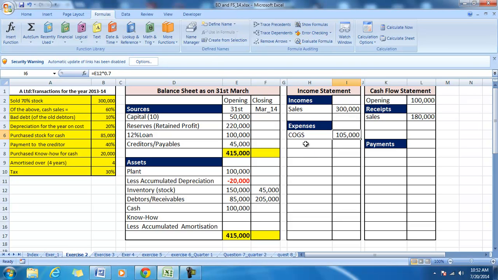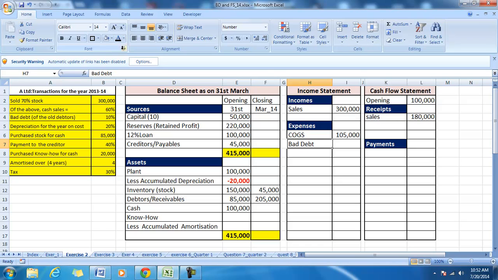And bad debt: during the period there is a bad debt of 10% of the old debtors, and old debtors is 85,000. Bad debt is a loss due to bankruptcy or insolvency of the debtors. Bad debt is irrecoverable debt. If a debt becomes bad, it becomes a loss, and we charge it against the incomes for that period while determining profit. So the debtor has come down to that extent too.